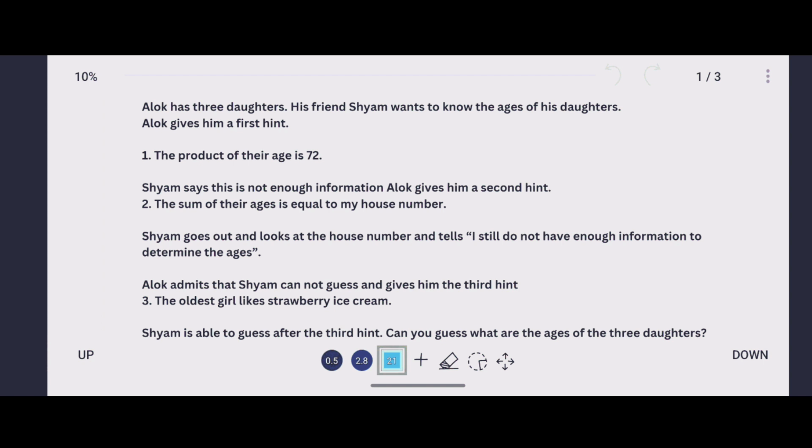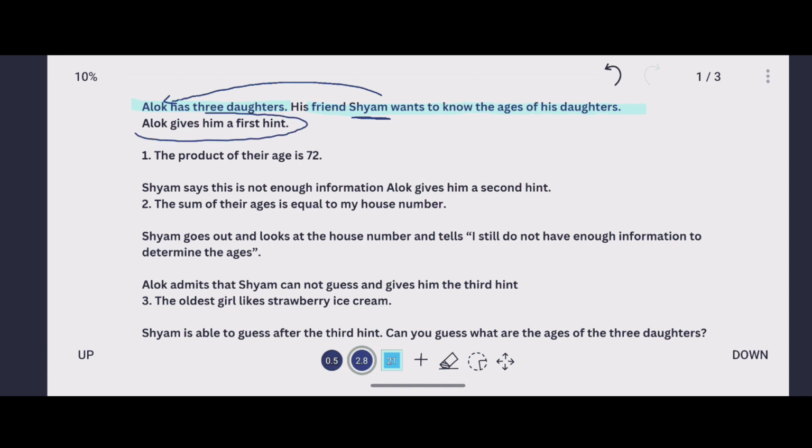So what is given here is that Alok has three daughters. Okay, so there is one person whose name is Alok and he has three daughters. His friend Sham wants to know the ages of his daughters. Okay, so Alok has one friend Sham and Sham wants to know the ages of all three daughters of Alok.